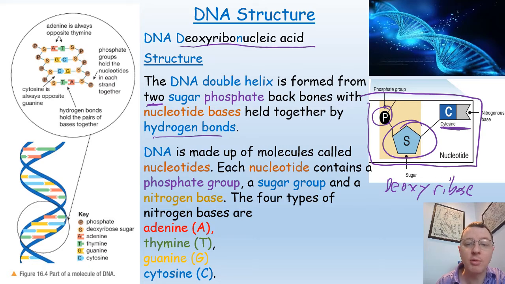And DNA is made up of molecules called nucleotides. Each nucleotide contains the phosphate group, the sugar group and the nitrogenous base. And there are four types of nitrogenous base: adenine, thymine, guanine and cytosine.